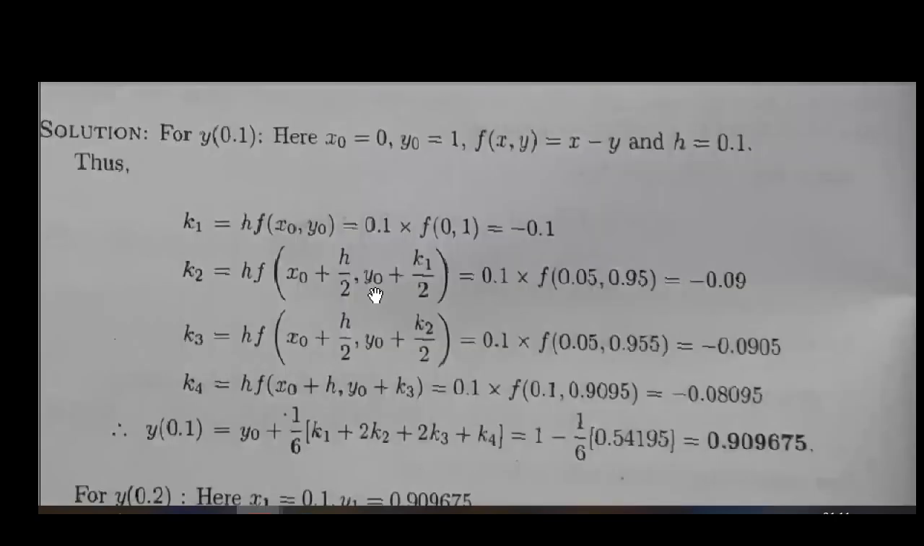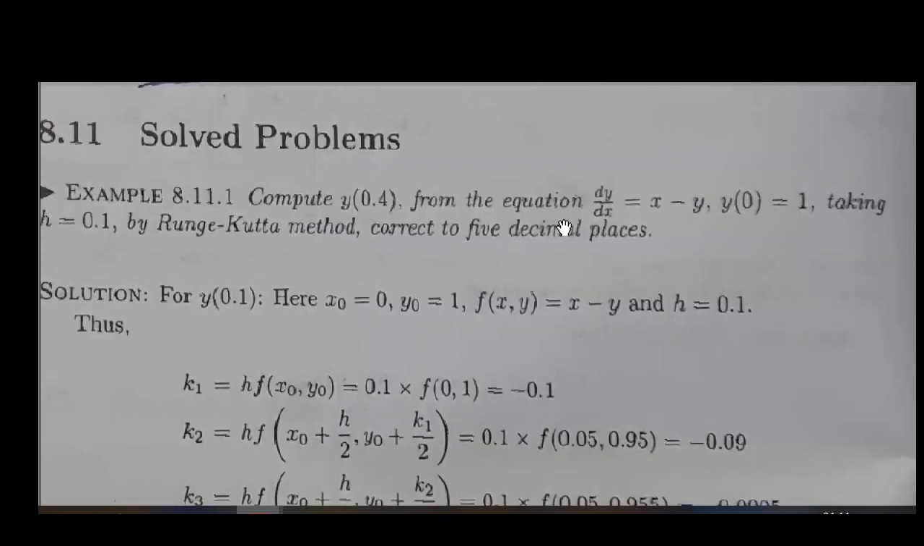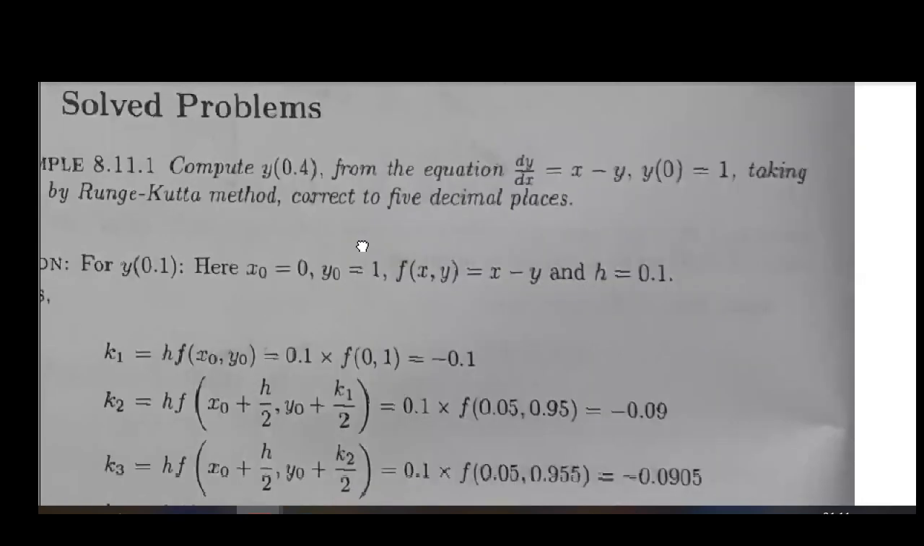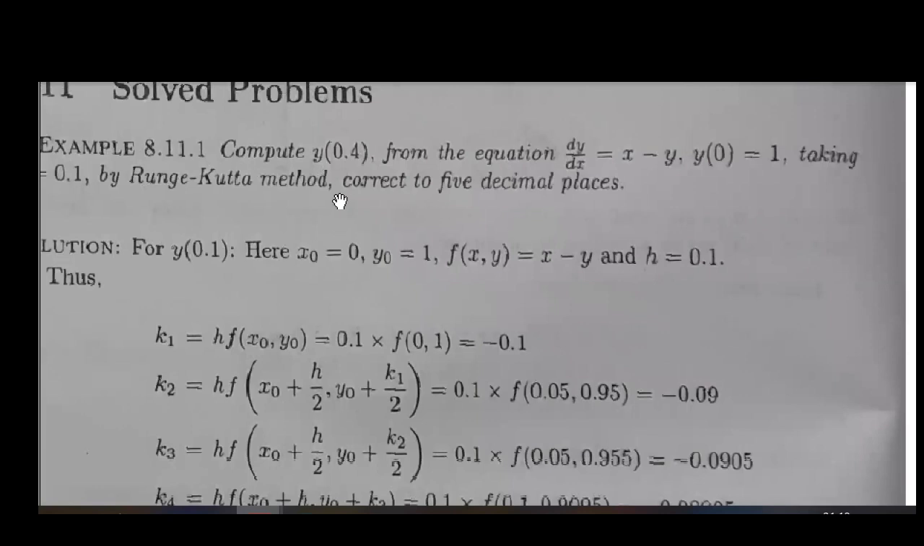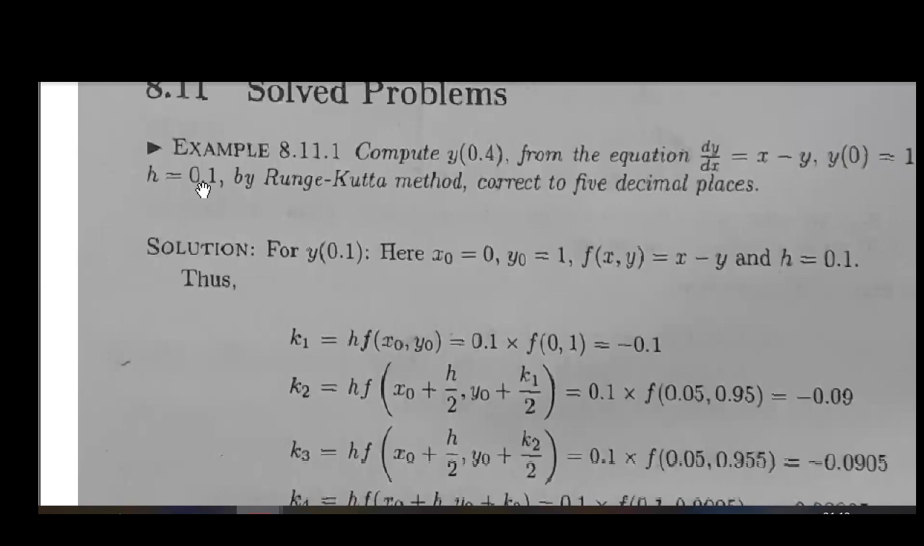So simply, if it is given to you, you have to find out what they are asking here. You find the y at the point 0.4, and what is the initial value of x? 0. What is the step length? 0.1. So you have to find y1, y2, y3, y4, because then only you will get y at the point 0.4. Because y1 will be at the point 0.1, y2 at the point 0.2, y3 at the point 0.3, so y4 will be at the point 0.4. So you have to go up to that.